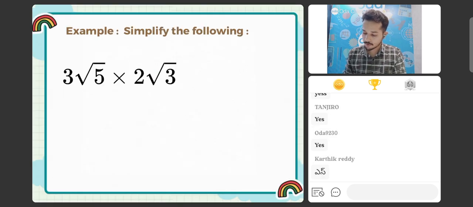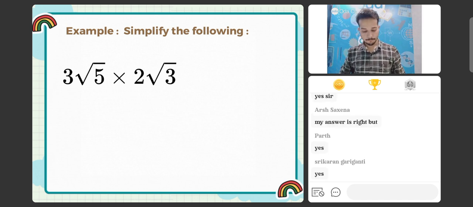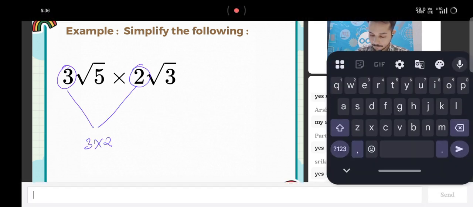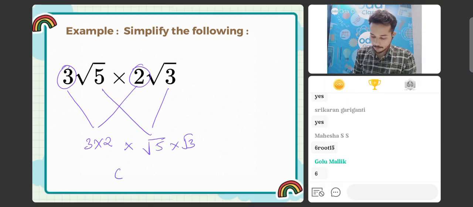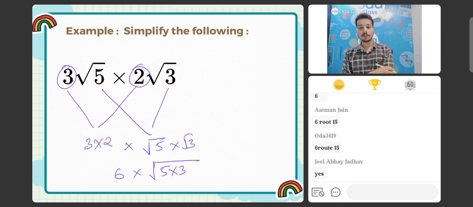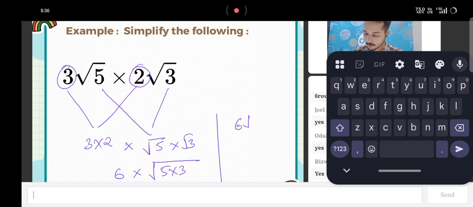Give me the answer of this question. What is 3 root 5 into 2 root 3? Sir, you have to multiply the numbers outside the root. So 3 into 2. And then the numbers which are inside the root, okay? So root 5 into root 3. 3 times 2 is 6. Students, can I write root 5 into root 3 as root of 5 into 3? Can we do this? We are multiplying, so we can do it. So our answer is 6 root 15.